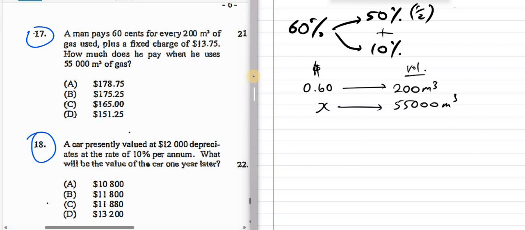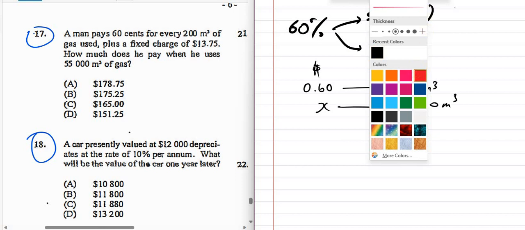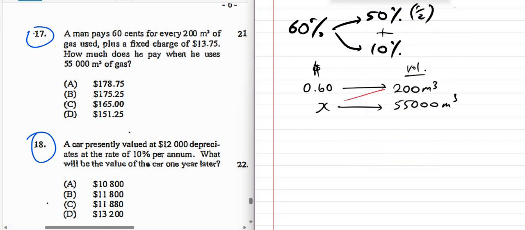So what we can do here is use a concept called cross multiplication. So we can say x times 200, and then 60 cents times 55,000. It really works. We're just going to cross multiply. So x times 200 is 200x. Everybody see that so far? We're cross multiplying, and then 60 cents will multiply the 55,000. So we want to find x.